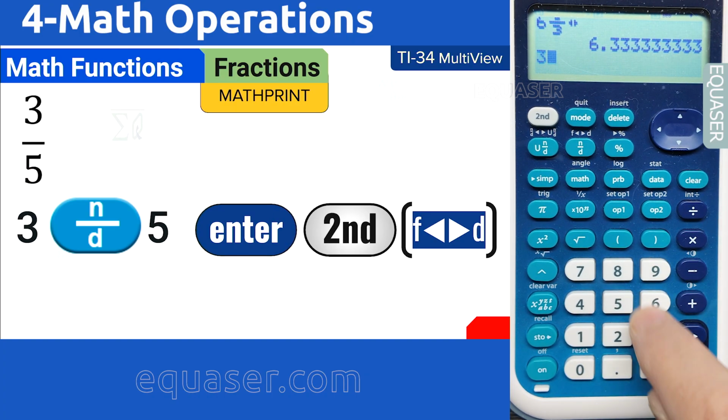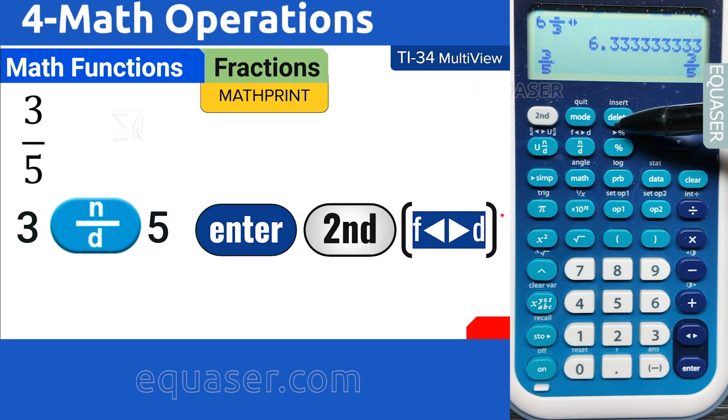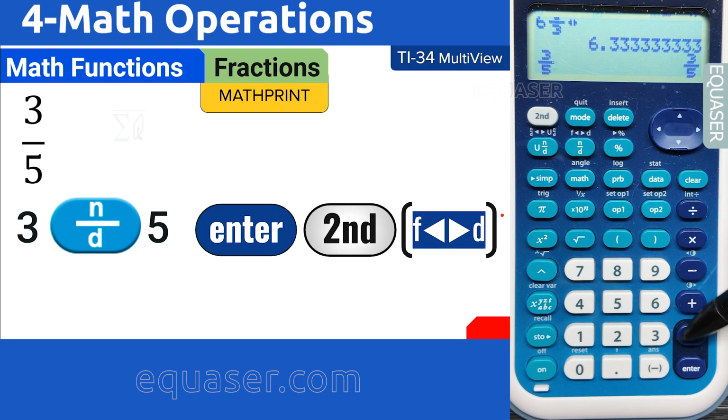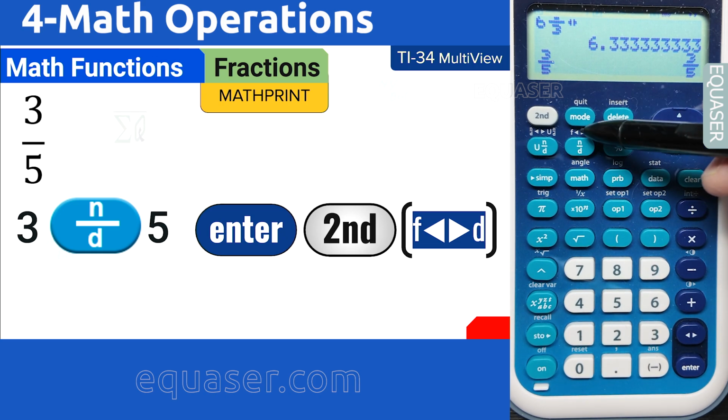Now let's do 3 over 5 and enter. Now this time we want to use this option, float and decimal, which is the same as the toggle, but the difference is that we can use this inside our expression. This is a function, and this is just a button for you. You cannot use this in the calculation, but we can use this feature.